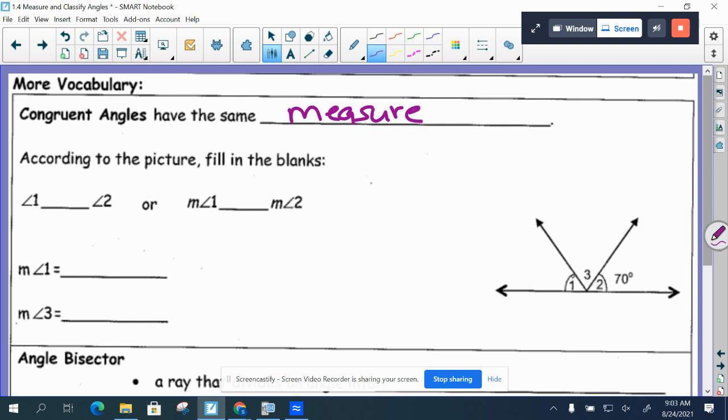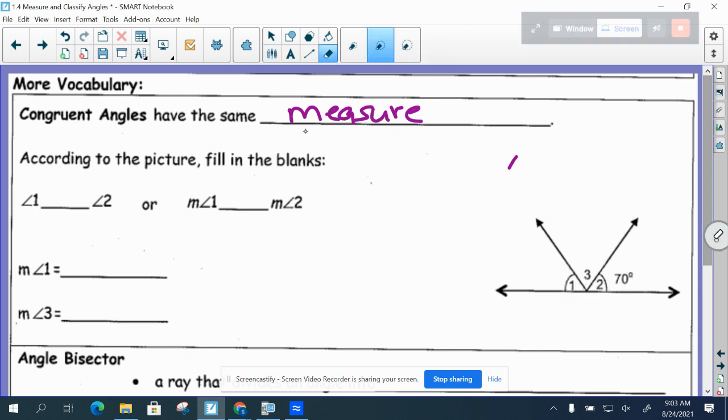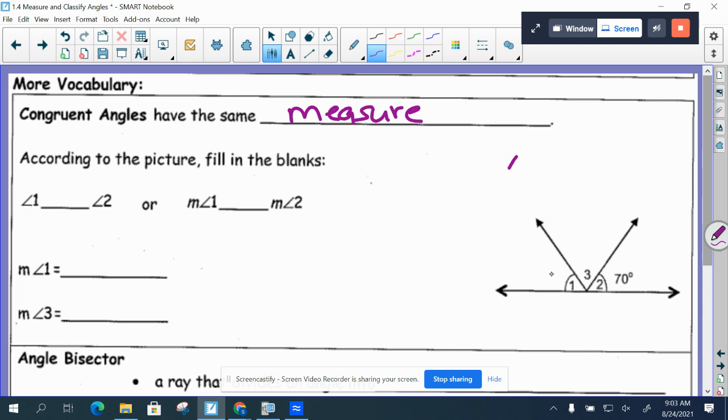So angle 1. Now, important: you know how when we had segments, we marked congruent segments with that little dash mark? We do a similar thing for congruent angles, except we use arcs. Angle 1 and angle 2 both have one arc, so they're congruent. If they both had 2 arcs, they'd be congruent. I can draw 3 arcs or 4 arcs, depending on how many different sets of congruent angles I have in the diagram. So draw angle 1 congruent to angle 2.